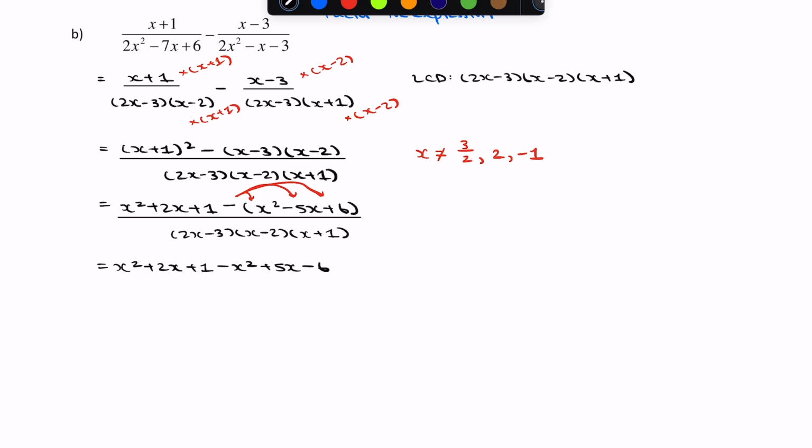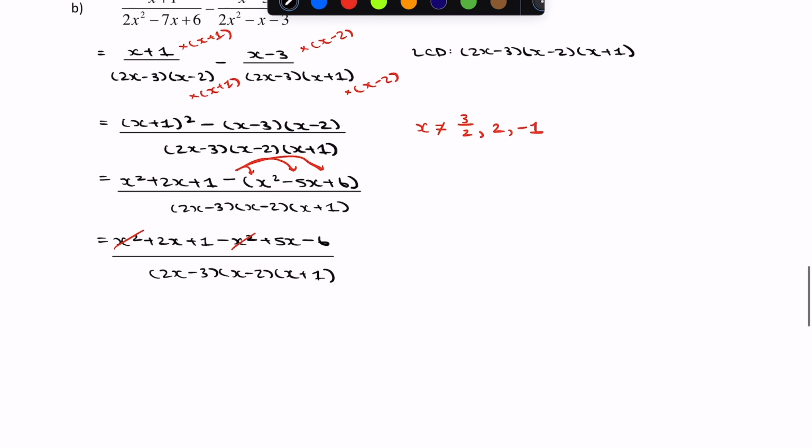Here we see that our x squares can cancel out. And again, all over our denominator of 2x minus 3, x minus 2, x plus 1. So here we'll simplify, collect the like terms. We'll get 7x minus 5 over 2x minus 3, x minus 2, x plus 1.